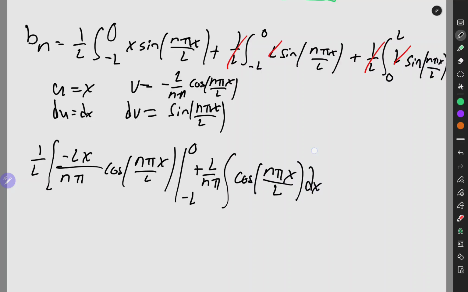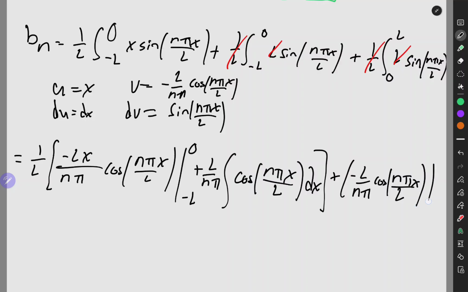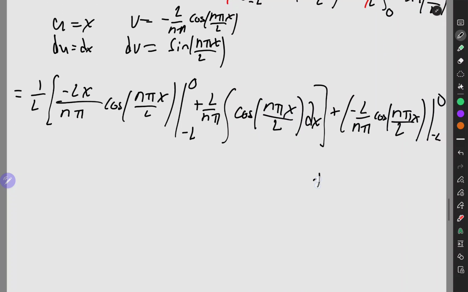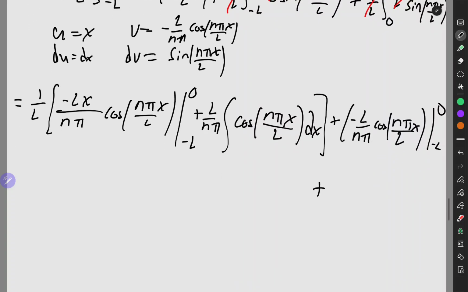And then these other two integrals over here will become negative L over n pi cosine n pi over L. I'm out of space. And then plus, same exact thing, but evaluated from 0 to L.